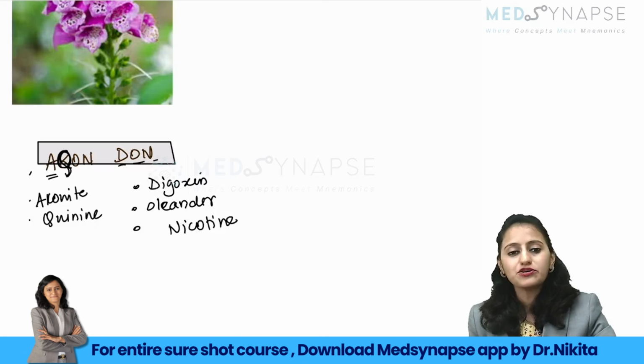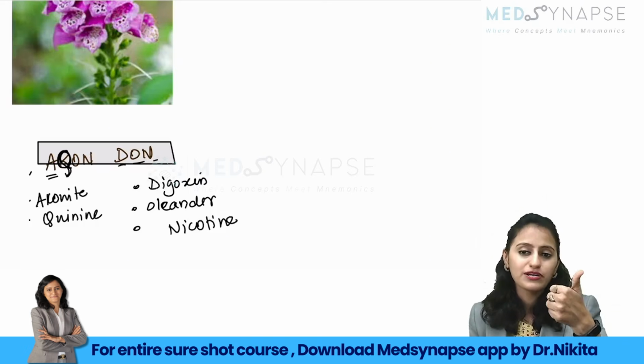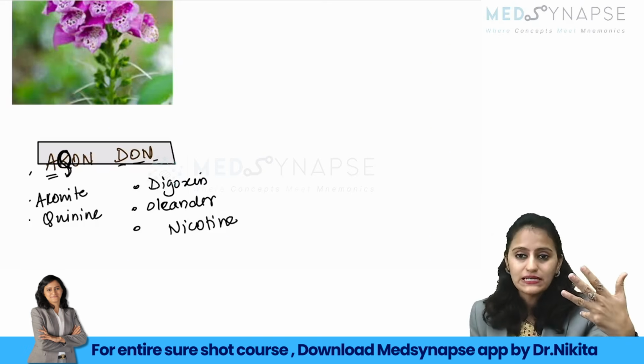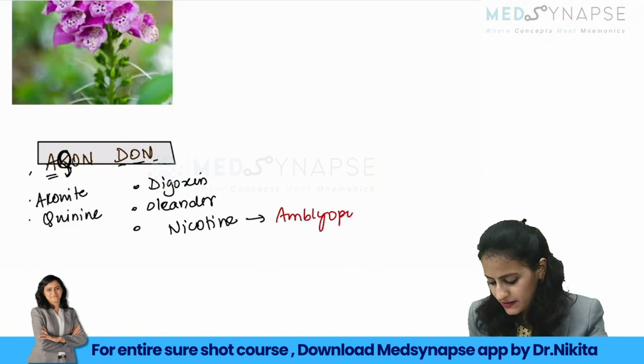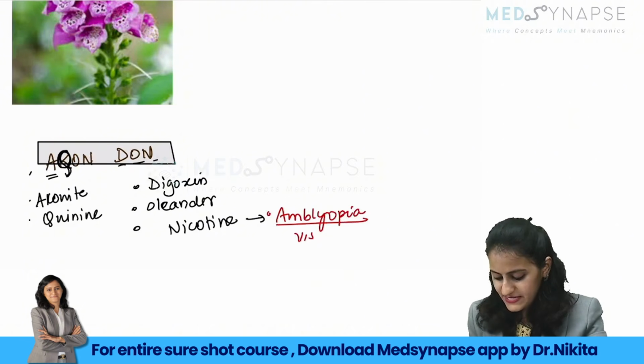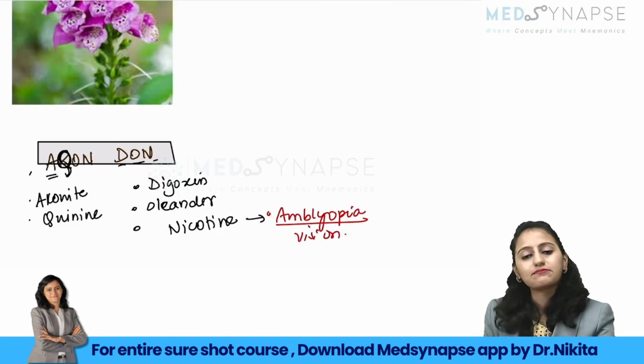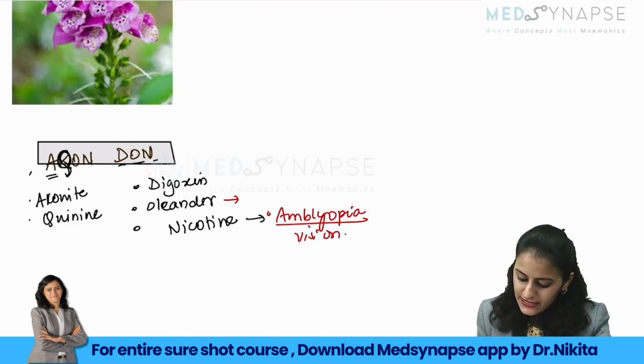So aconite is a dawn and directly affects the heart. So aconite, quinine, digoxin, oleander, and N for nicotine. For nicotine, remember an important feature, it also causes amblyopia. Vision is affected, it can cause amblyopia. That's an important point.